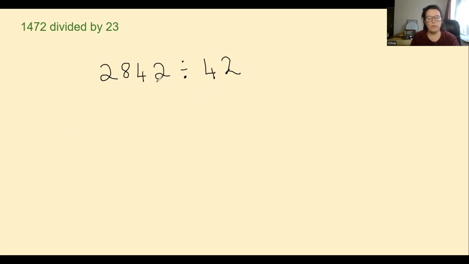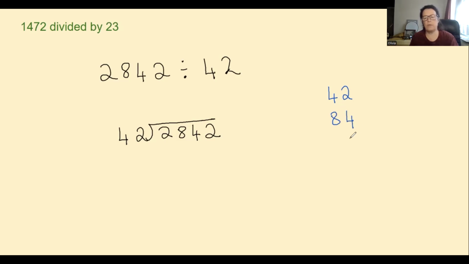Okay, so I'm going to first of all write this out in the bus stop way. So my dividend goes here, 2,842. And my divisor goes here. And the very first thing we do, you remember, is we are going to do our tables. So we've got 42 times 1 is 42. 42 times 2 is 84. 42 times 3 is 126. 42 times 4 is 168.